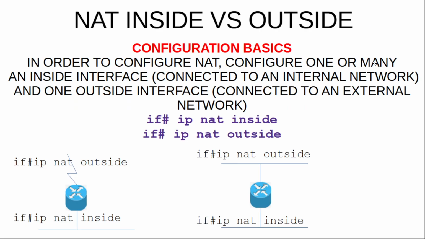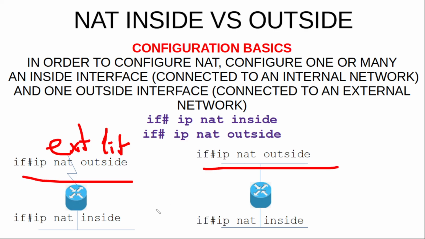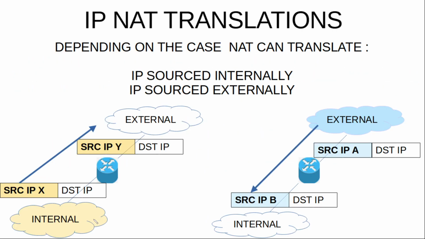Now that you have figured out what is the external part of your network, what is your internal part of your network, you are going to go and configure IP NAT inside and IP NAT outside. On the external part of your network, which is usually one interface, you are going to configure IP NAT outside. And for the internal part of your network, that can be many interfaces, you are going to configure IP NAT inside. Now we have mainly two options to do NAT here.